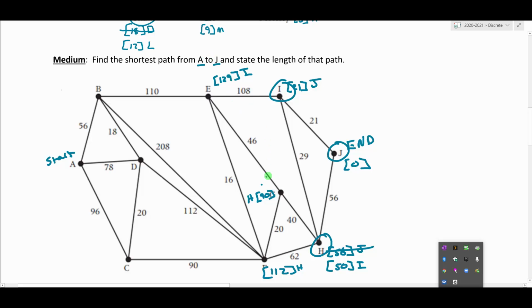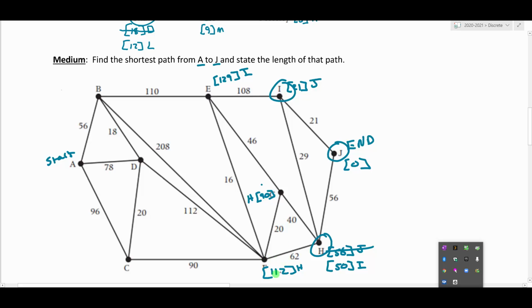All right, look at those vertices again. So we got 129, 90, and 112. So I'm going to go to G here. So G has a distance of 90, and we've got 1, 2, 3 edges coming into it. One goes back to a visited city. So it's just this one and this one that I got to do. All right, so if I do 90 plus 46, well, that's 136. So that is longer than what I currently have. So I'm not going to do that one. All right, so then I come down here, we do 90 plus 20, well that's 110.